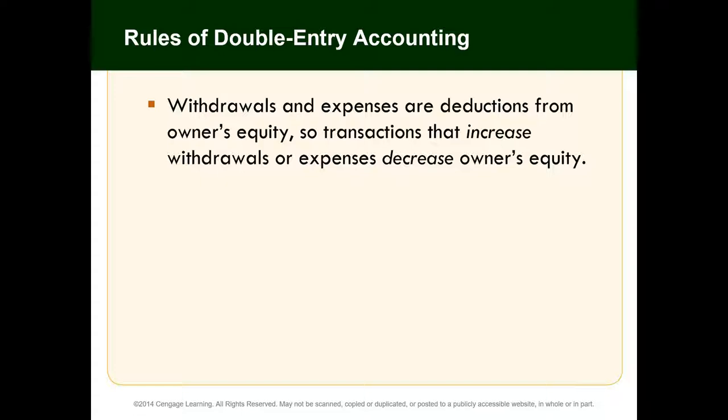Every time you do a transaction, the accounting equation must balance. The left side must equal the right side. Remember we said when you do transactions, have that equation on your mind. Assets equal liabilities plus owner's equity. This is the left side, this is the right side. Assets on the left side, liabilities and owner's equity on the right side. So every time you do a transaction, the total left side must equal the total right side. All right.